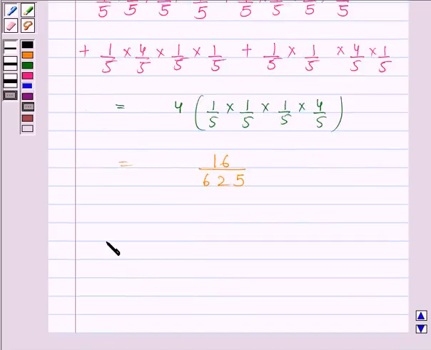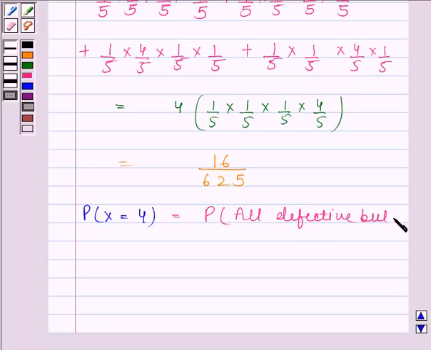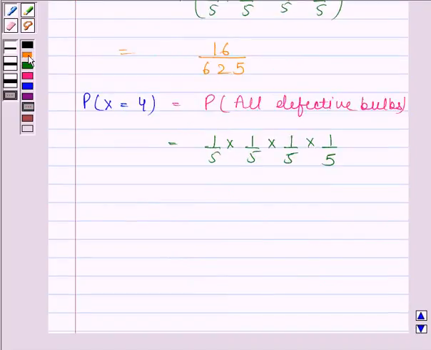And now finally, we will find the probability of X at 4. Now, X equals 4 means we have to find the probability of getting all defective bulbs. That means in all the 4 draws, bulbs are defective. So, the probability is 1 by 5 into 1 by 5 into 1 by 5 into 1 by 5. And this is equal to 1 upon 625. Now, we will write the probability distribution.